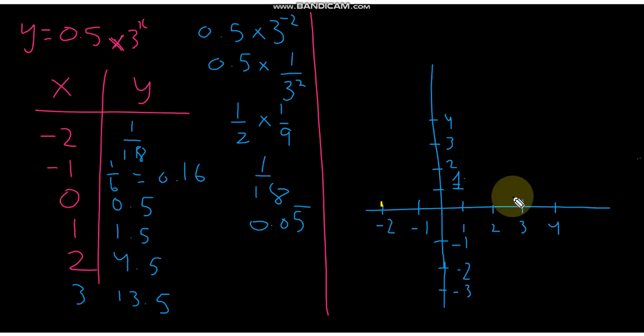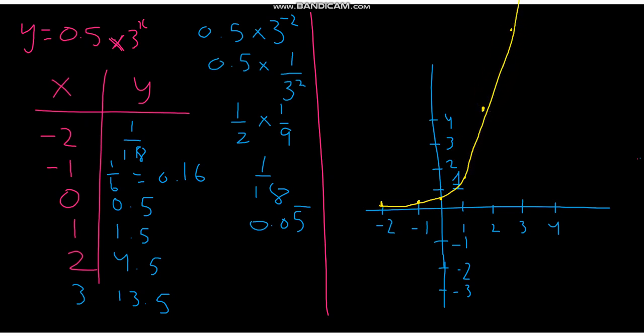Similarly, if it is negative 1, y is 0.16, still very close to the line. If it is 0, it will be 0.5, half of this one. If it is 1, it will be 1.5, in the middle of 1 and 2. If it is 2, it will be 4.5, in the middle of 4 and 5. If it is 3, it will be 13.5 like here, and for 4, it will be 40.5, up high.